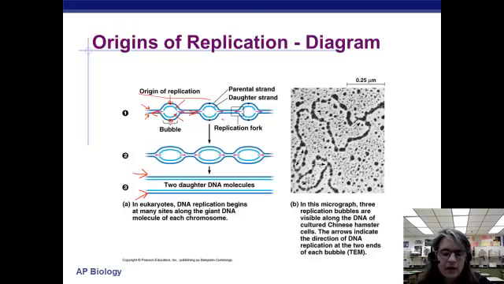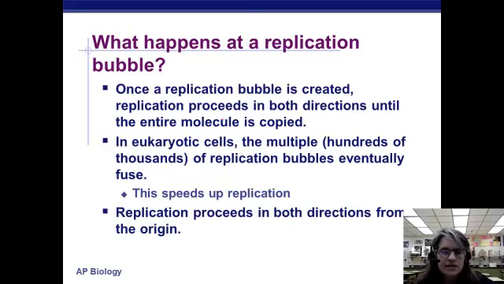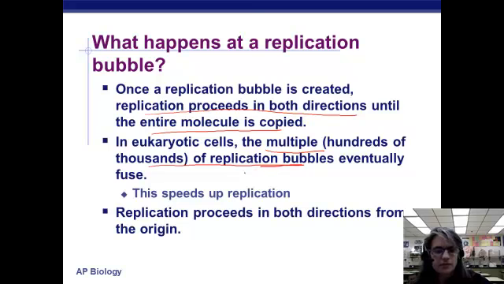Okay? So once a bubble is created, then the replication is going to proceed in both directions until the entire molecule is copied. Okay, we can have many thousands of replication bubbles in a eukaryotic cell all happening at the same time. So replication would proceed in both directions from that point of origin.